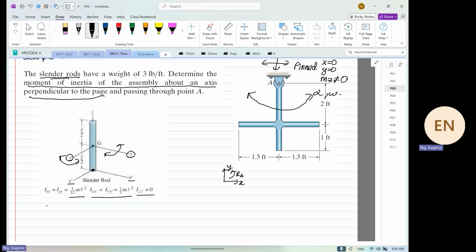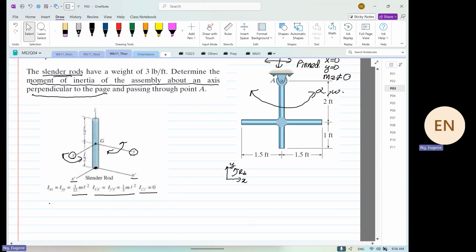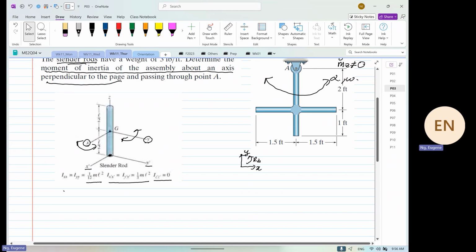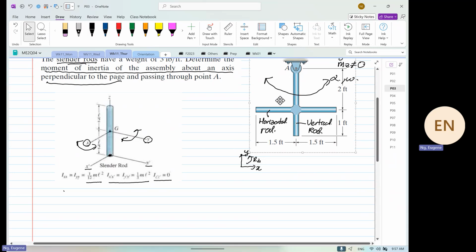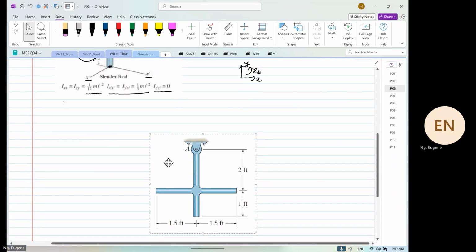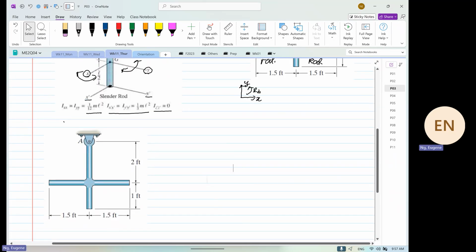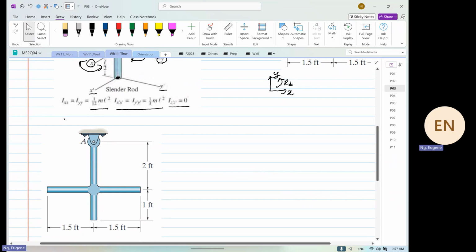Right. So the first thing that we're going to do, I'm going to call this our vertical rod, and I'm going to call this our horizontal rod. One is a vertical rod and one is a horizontal rod. So I'm going to paste this diagram over here. Now let's focus on our vertical rod.